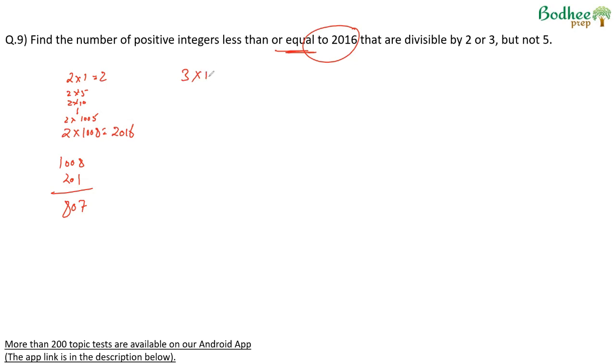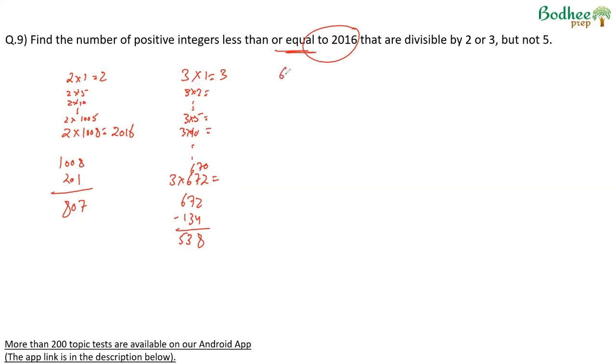If we look at 3, 3 into 1, 3, 3 into 2 and so on, there will be 3 into 5, 3 into 10 and so on going on. The last number will be 2016 by 3, which will be 3 into 6, 3 6s are 18, 672. The multiple of 5 before 672 is 670. 670 by 5 is 134. So total 672 numbers from 1 to 672. From that we subtract 670 by 5, which is 134. So we are left with 538 multiples of 3, which does not include 5.